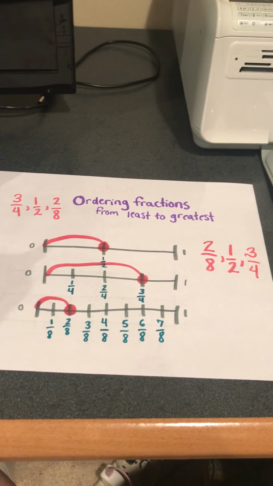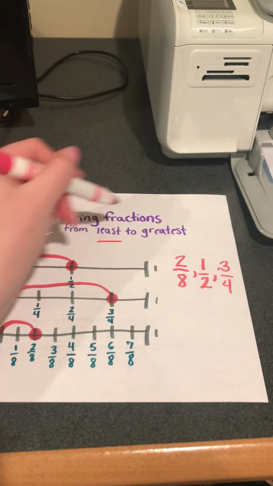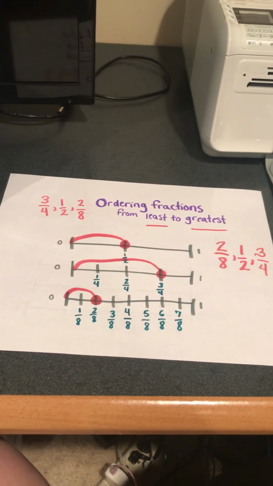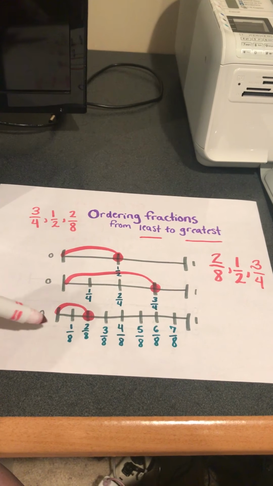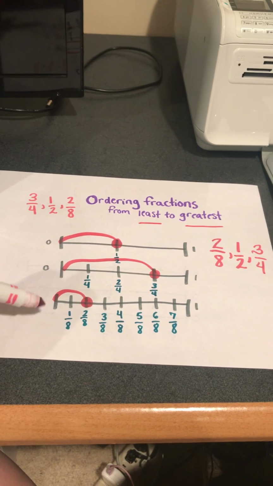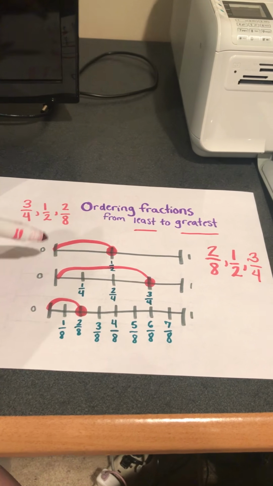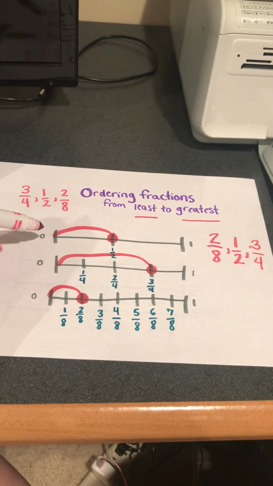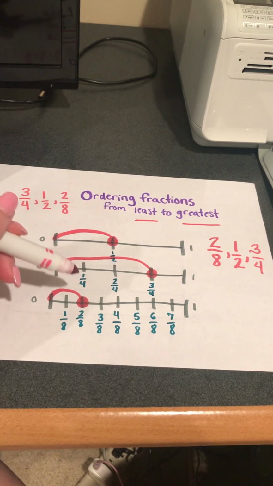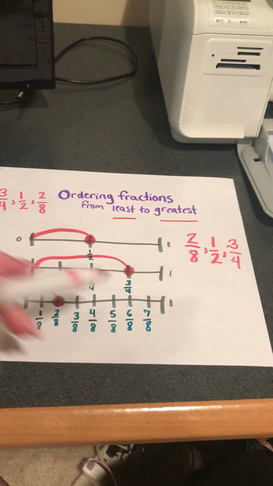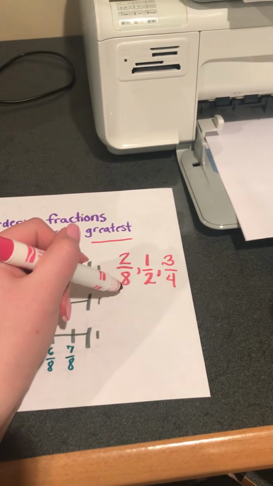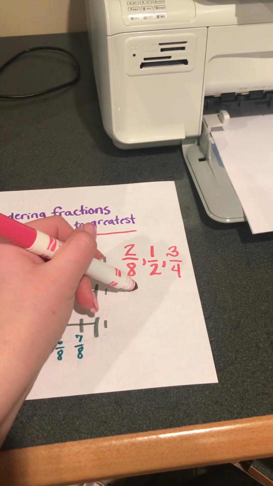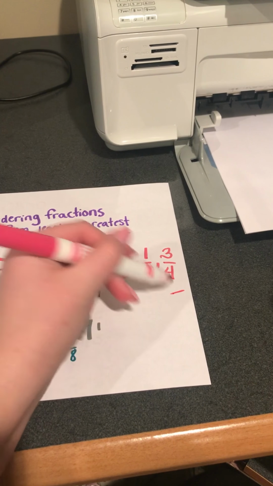So when I order these fractions from least to greatest, I can see that 2/8 will go first because that is the smallest one. 1/2 goes in the middle because it's the next largest. And then 3/4, that comes last because we are ordering from least to greatest.